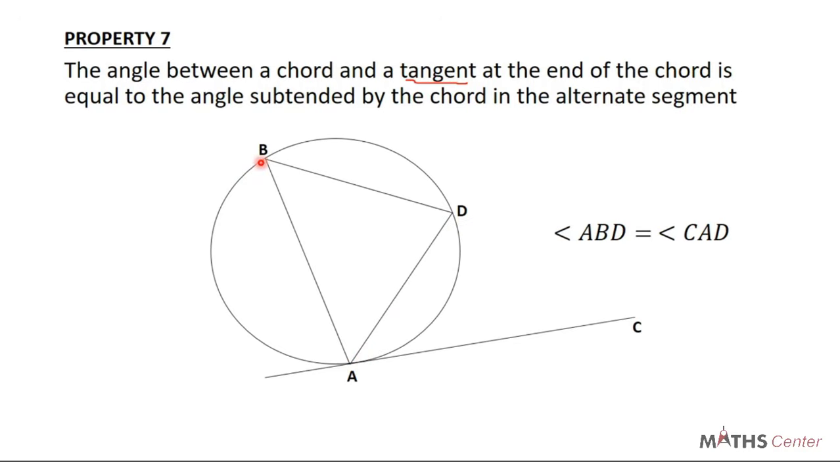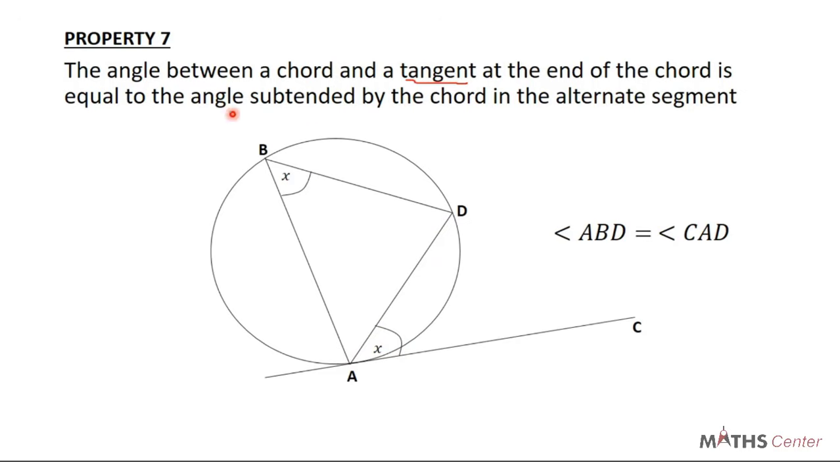then angle ABD, that is the angle created by the chord in the circle here, is equal to the angle created between the chord and the tangent, that is angle ACD. So if the angle created between the chord and the tangent is S, then the angle created by the chord in the circle is S. I hope that is clear. So the chord and the tangent will meet, create an angle S. The angle created by the chord in the circle will also be S. I hope that is clear.